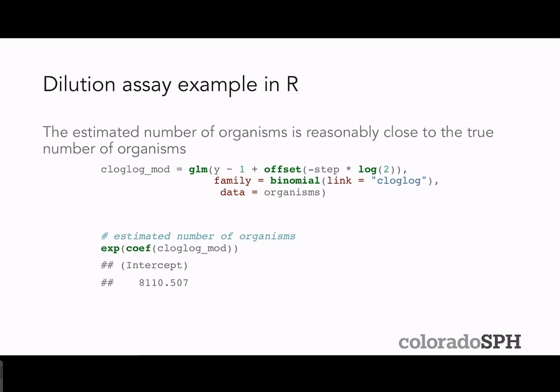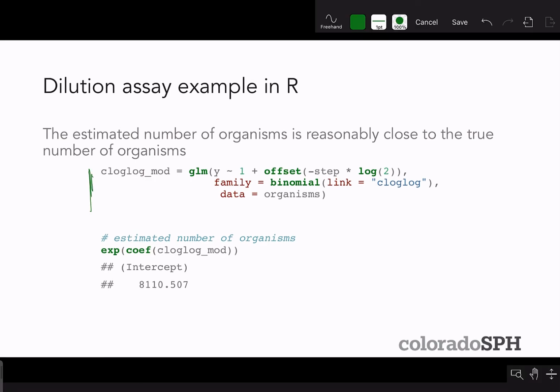So I'm going to run a C-log-log model to try to recover the true number of organisms. And in this case, I have y, the observed binary data, regressing against 1 because I'm looking for an intercept, basically an intercept-only model, but I'm also including this offset term, which was negative i log 2. And I just plug that right in like a covariate in the model, but wrapped around this offset function. And the family is binomial, but since I'm using the C-log-log link, I have to specify that here. And that's how you would specify the C-log-log model with an offset.